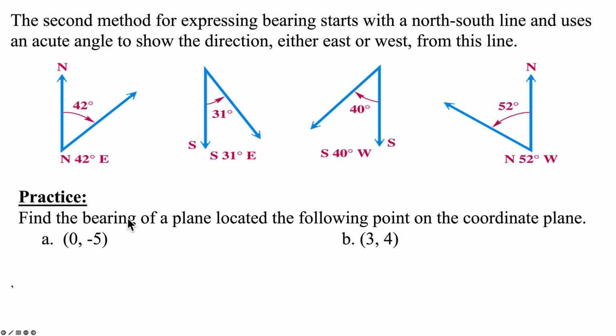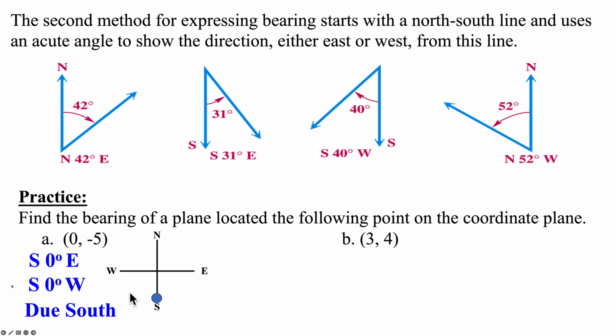All right, so let's practice. Find the bearing of a plane located at the following point on a coordinate plane. 0, -5. Oh, I'm due south. So there's 3 ways to write this answer: south 0 degrees east, south 0 degrees west, or just flat out due south.